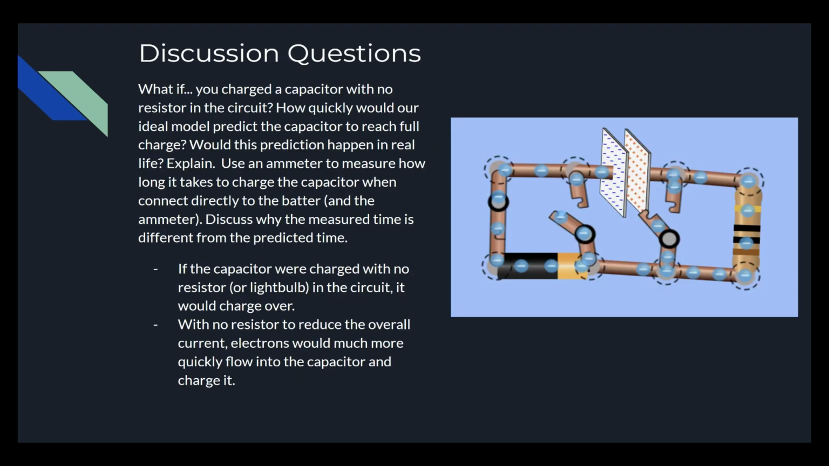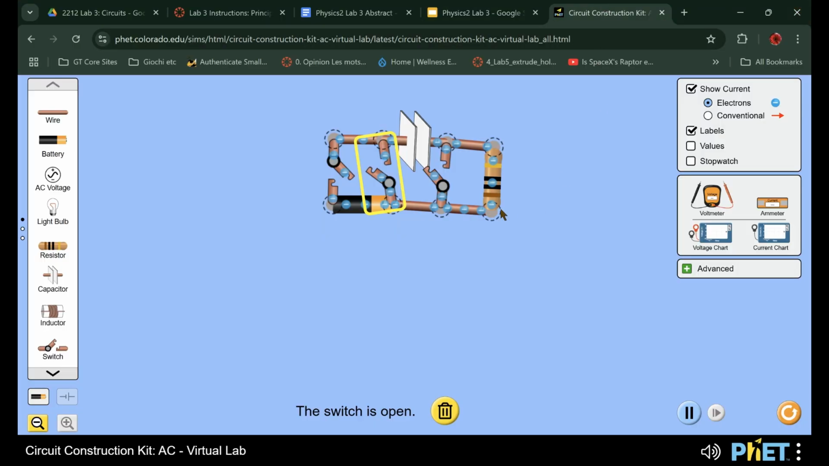Discussion questions. If you charge a capacitor with no resistor in a circuit, how quickly would it charge ideally versus when there is a resistor in the circuit? Essentially, the theory is that with a resistor, it would have a lower overall current, so it would take more time for the electrons to flow into the capacitor and charge it. So let's observe this prediction.